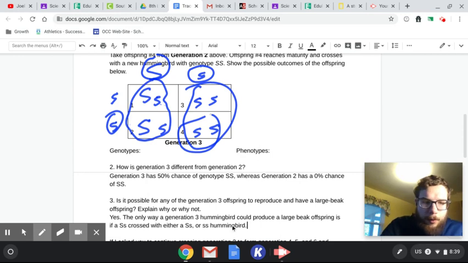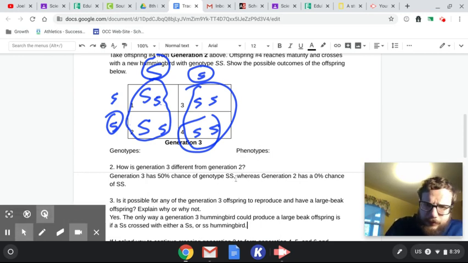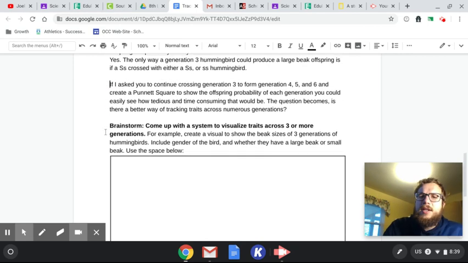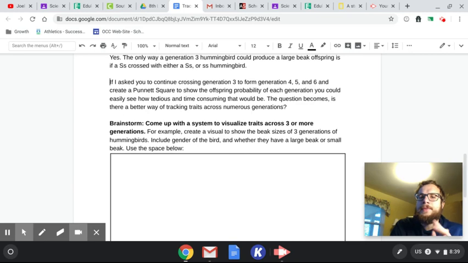Now we got one more question here that we're going to look at. So this paragraph right here is where I'm going to be reading. If I asked you to continue crossing generation 3 to form generation 4, 5, and 6 and create a Punnett square to show the offspring probability of each generation, you could easily see how tedious and time-consuming that would be. The question becomes, is there a better way of tracking traits across numerous generations?